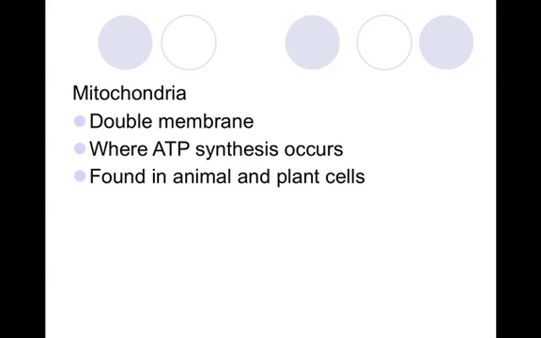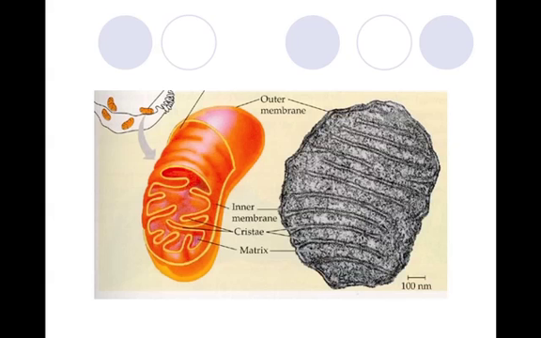Mitochondria is the powerhouse of the cell. It has a double membrane, and it's where ATP is made. ATP is another word for energy, so that you know that. This is where the energy is made, and it is found in animal and plant cells. Here's an example of what they look like. If you notice, there's a lot of folded areas here. Remember, I told you before, when we have folded areas, that's so that we increase our surface area, so we have more areas where chemical reactions can occur.